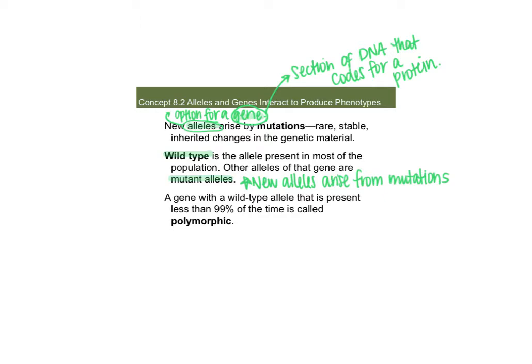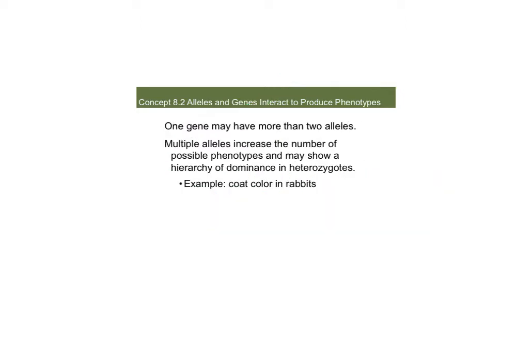Genes that have a wild type allele that is present less than 99% of the time are called polymorphic, meaning there are multiple options or multiple alleles. Typically, when we think of genes and alleles, we think of genes that have two alleles, so two options, for example, freckles or no freckles. Okay, but sometimes there are genes that might have more than two alleles.